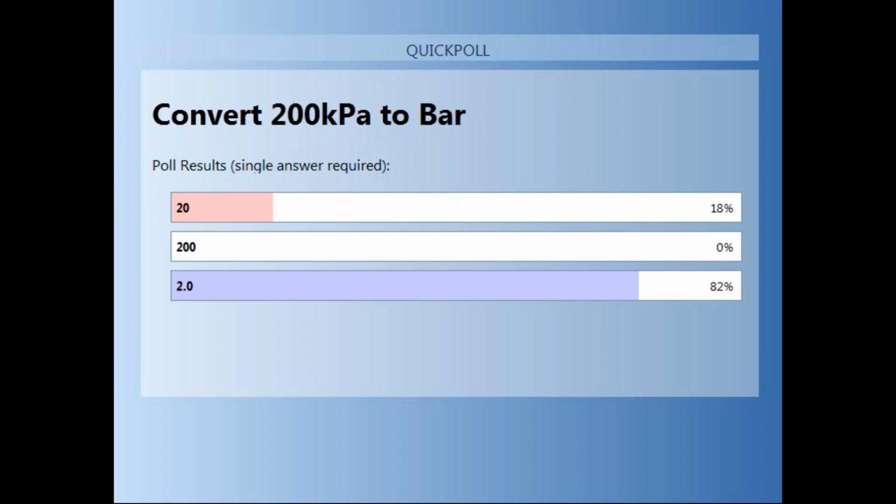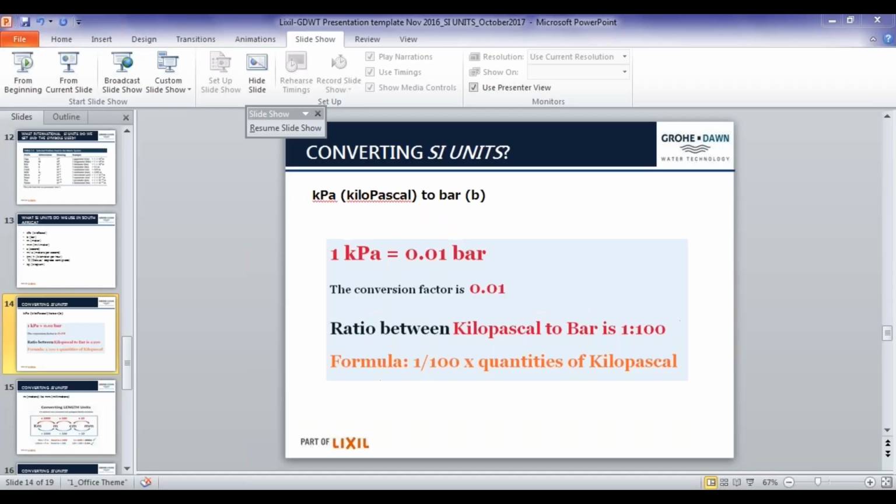Okay. There's only been a couple of people that actually participated in the poll and actually did go through the poll. So if you did your calculation correctly, you would have come to an answer of 2. Okay. Moving on.